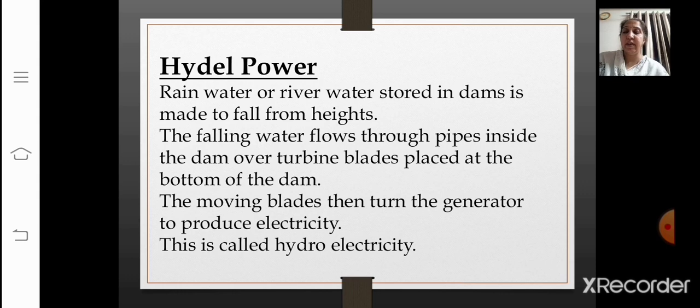Now the next one we are going to learn here is hydel power. Rainwater stored in dams is made to fall from heights. Then the falling water flows through pipes inside the dam over turbine blades placed at the bottom of the dam. The moving blades then turn the generator to produce electricity. That is what is called hydroelectricity. So hydel power is also called hydroelectricity.